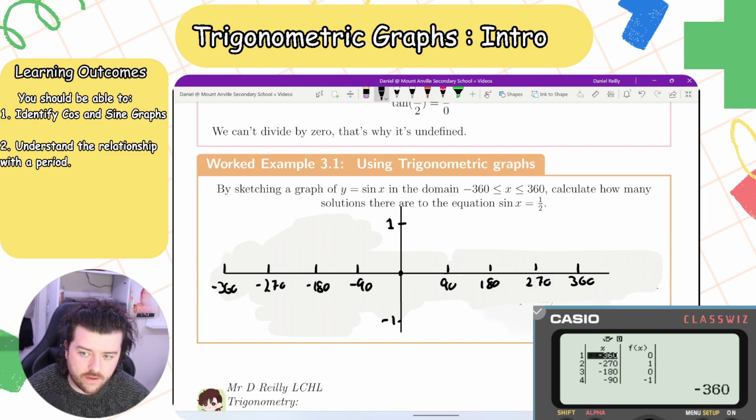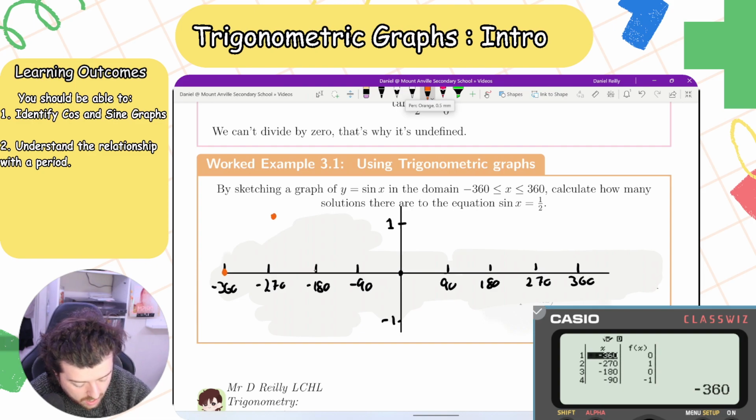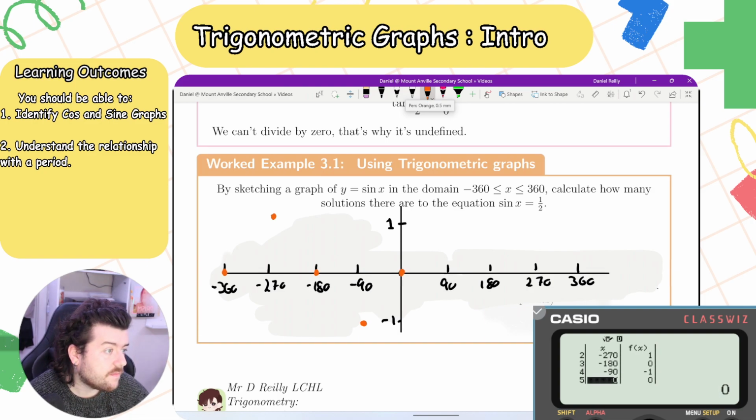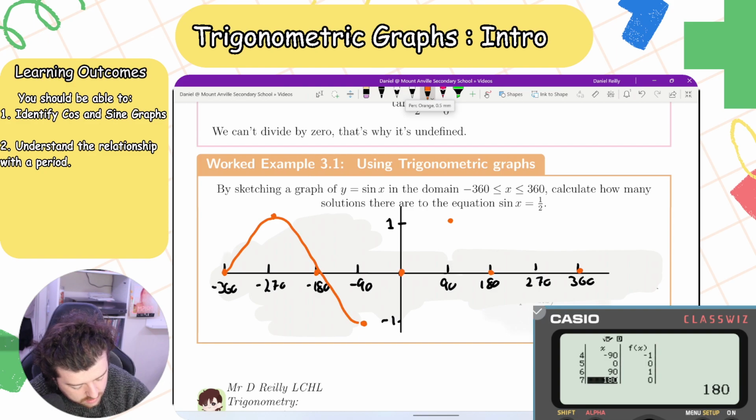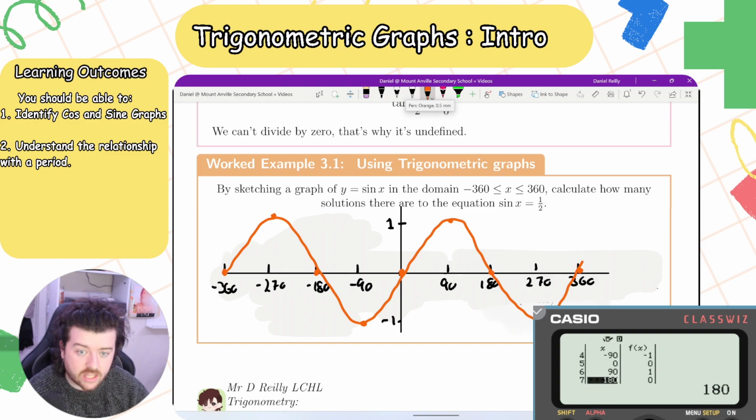So I have minus 360, 0, minus 270, 1, minus 180, 0, minus 90, minus 1, sine 0 is 0, sine 90 is 1, sine 180 is 0, 270, 360. And then there we go. We have just sketched our own trig graph there.